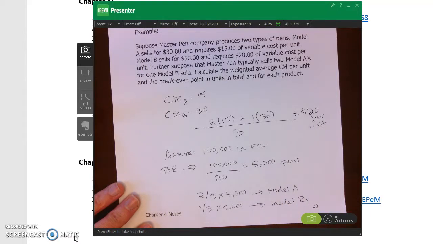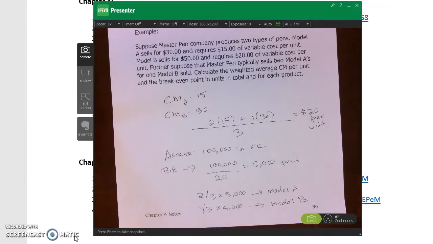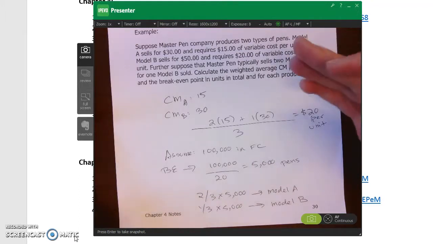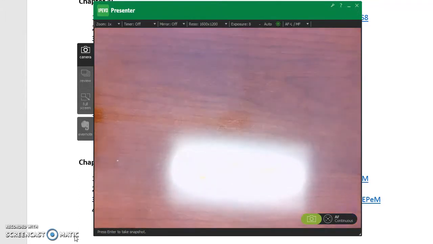Okay? So that's break even with multiple products. We can use this technique when we have very similar products, and basically we can estimate the sales mix. But there are going to be some times where we're not going to be able to estimate the sales mix. When we have a lot of different products, this becomes too complex.